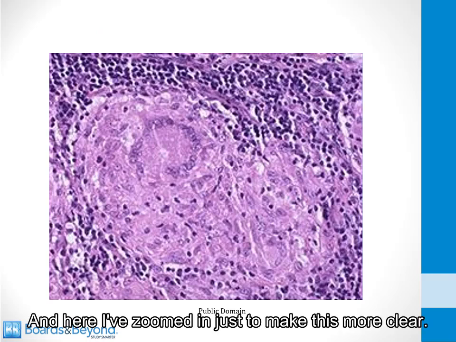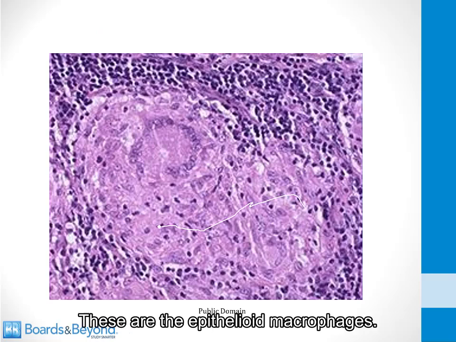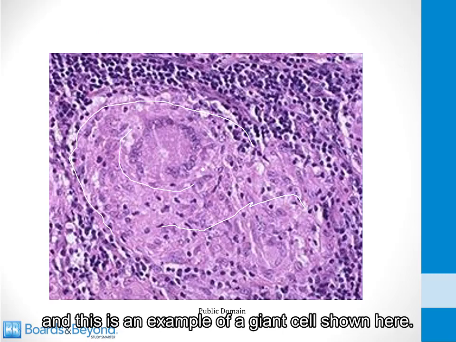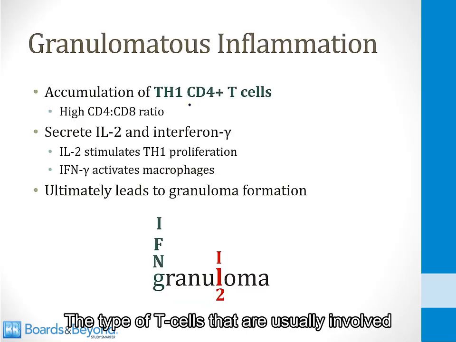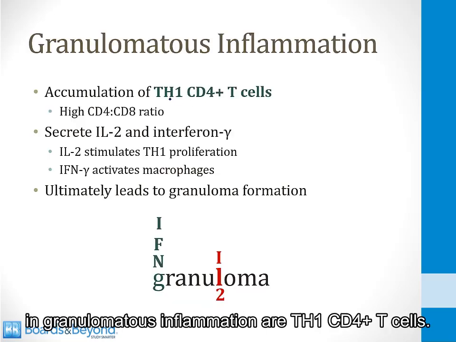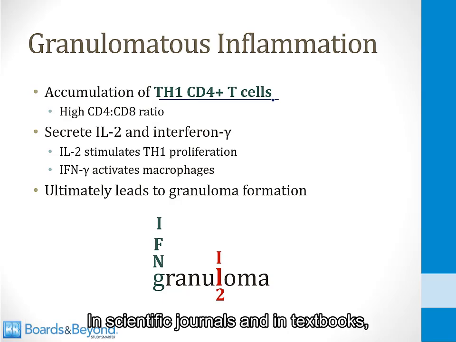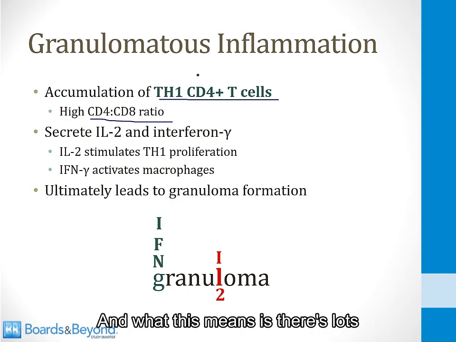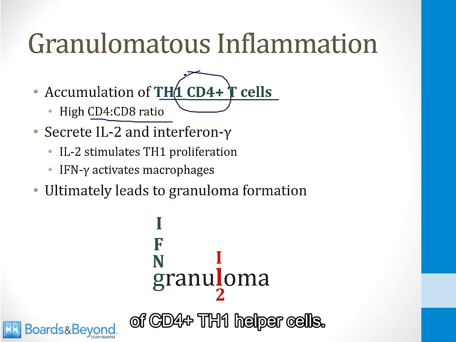And here I've zoomed in just to make this more clear. These are the epithelioid macrophages. The ring of lymphocytes is around the outside, and this is an example of a giant cell shown here. The type of T cells that are usually involved in granulomatous inflammation are Th1 CD4 positive T cells. In scientific journals and in textbooks, you will sometimes see it written that there is a high CD4 to CD8 ratio, and what this means is there's lots of CD4 positive Th1 helper cells.